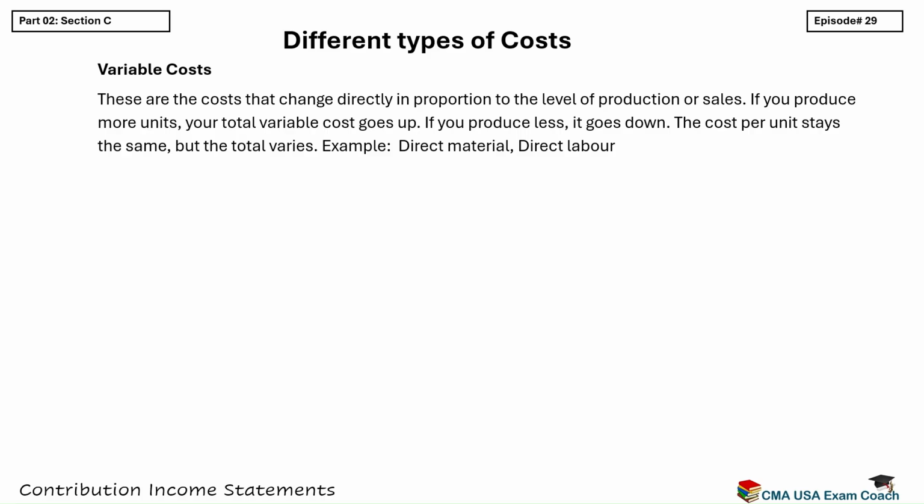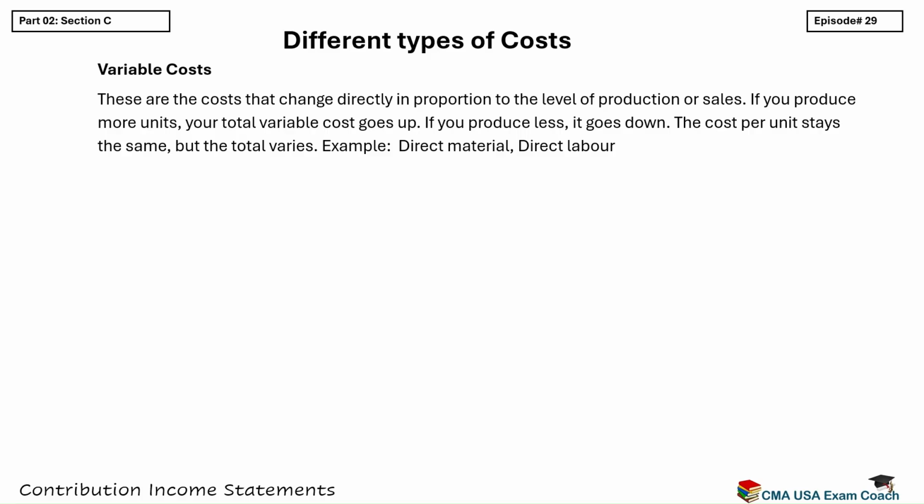Here are some examples. Direct materials. The raw materials used to make a product. For example, if you manufacture t-shirts, the fabric used for each shirt is a variable cost. Direct labor. Wages paid to workers based on the number of units they produce. So if you pay workers per item, more production means more labor cost.